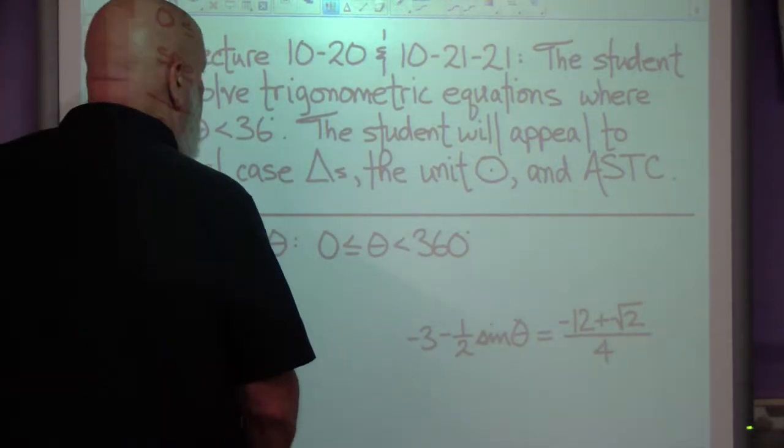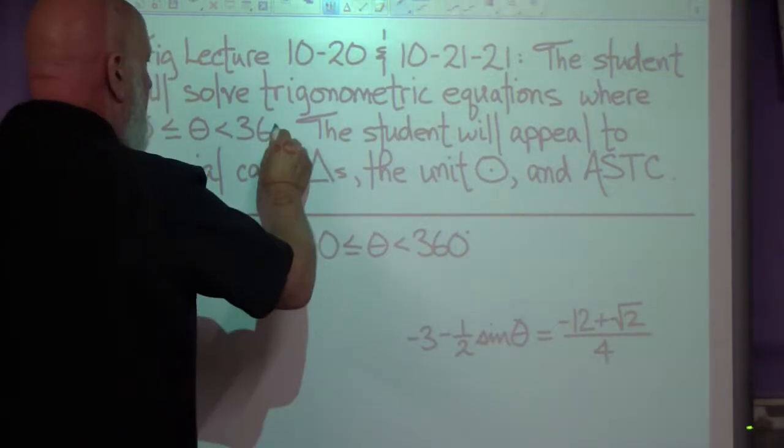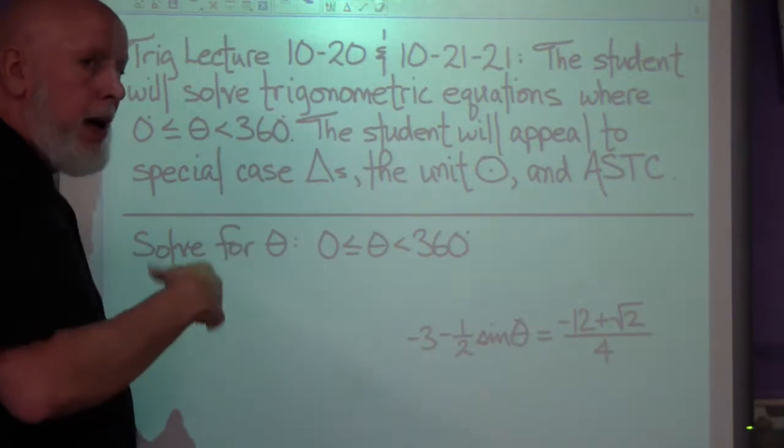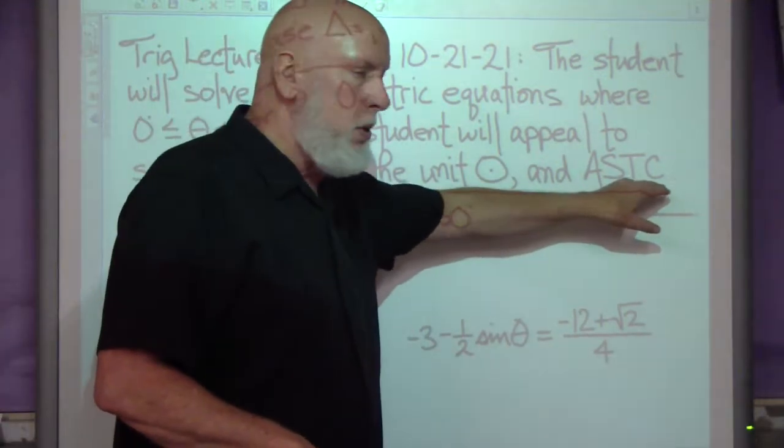That says 36, you should say 360. Fix that. There we go. The student will appeal to special case triangles. We've already talked about those. The unit circle, we've talked about that. And all students take calculus.